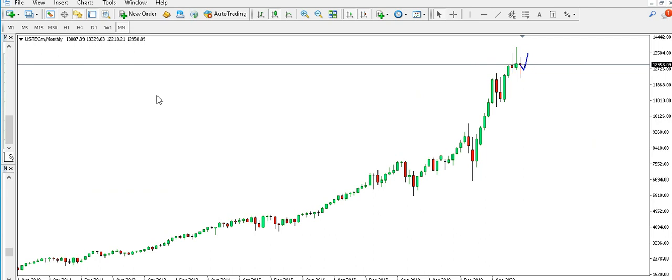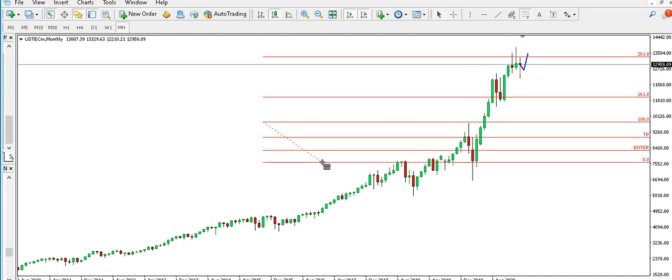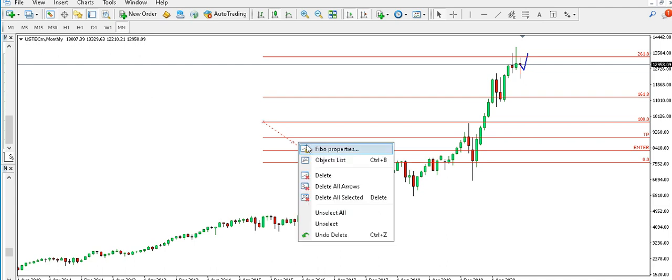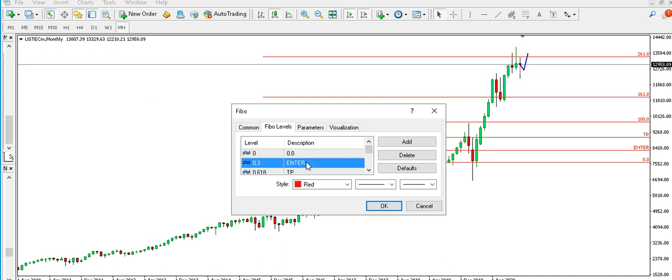Okay, let's go. Now the first thing to do is to analyze with Fibonacci. I'm just going to edit this. I'll delete this so that I will not confuse. 38.2. Okay, 61.8.